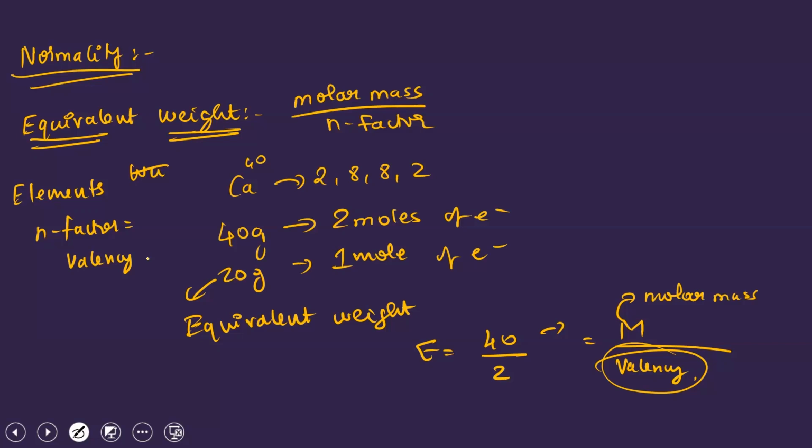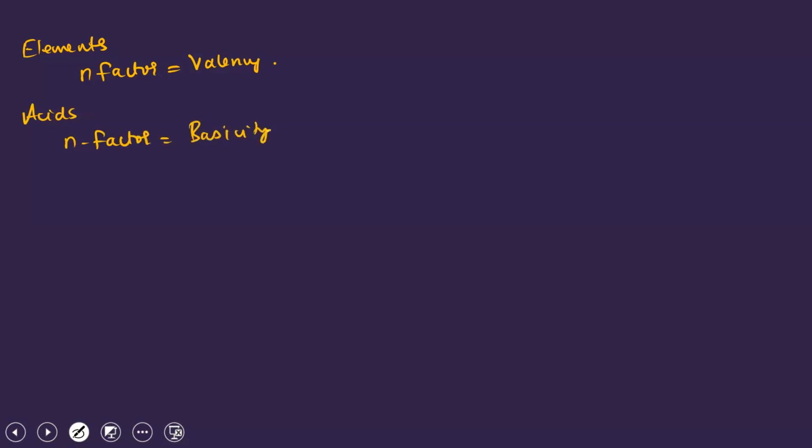Okay, have you all copied? Now, next thing: for elements, n factor was what? Valency. For that we already wrote the example. Now, for acids, n factor is basicity. What do you know by basicity? How much base is present in the acid. The number of H plus ions furnished by an acid when dissolved in water.